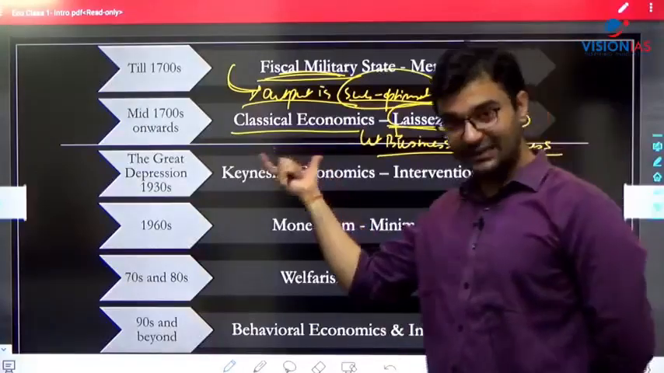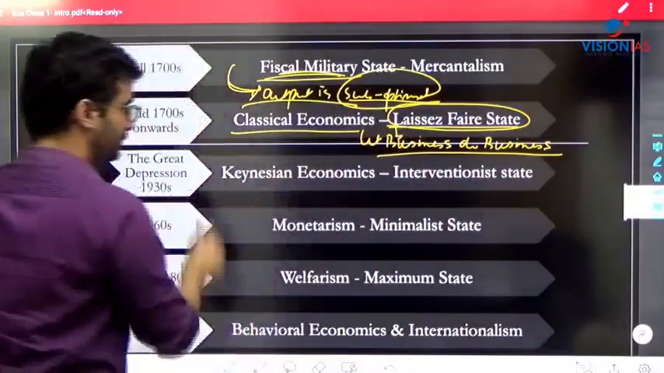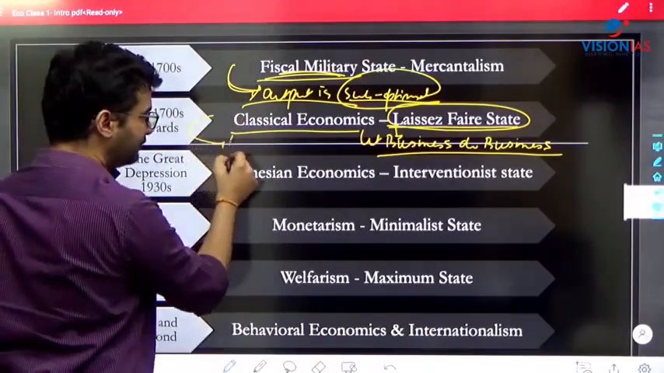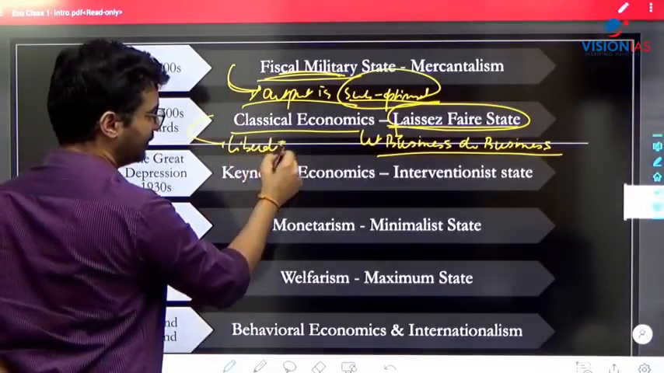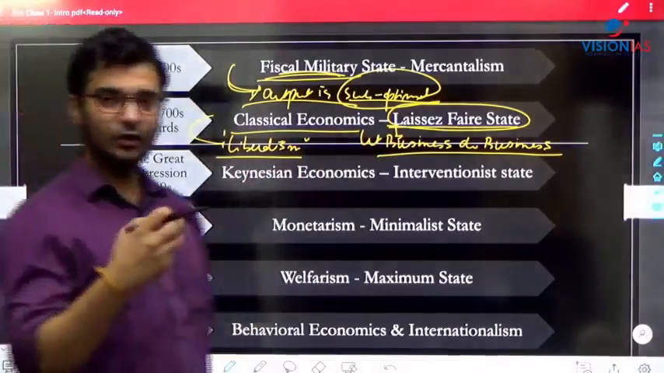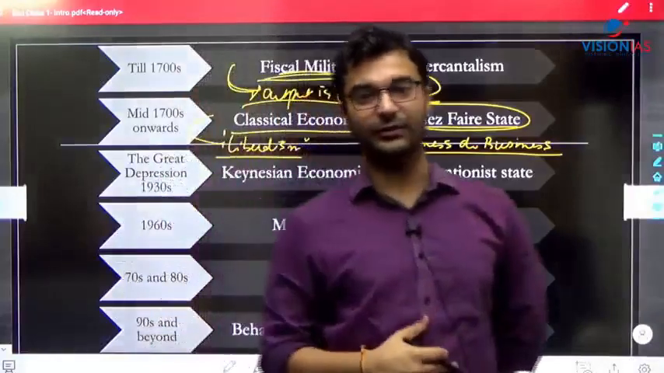In fact, classical economics, this period, the mid 1700s, is the development phase of liberalism as well. Liberalism, classical liberalism. Classical economics, classical liberalism, simultaneous development, freedom.